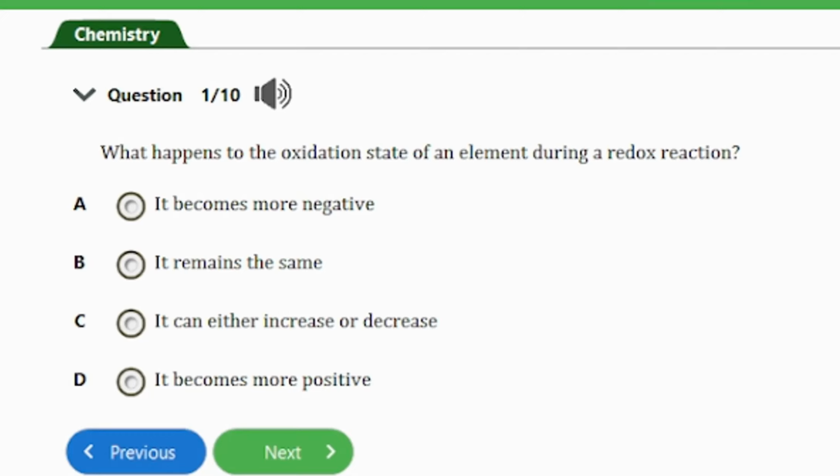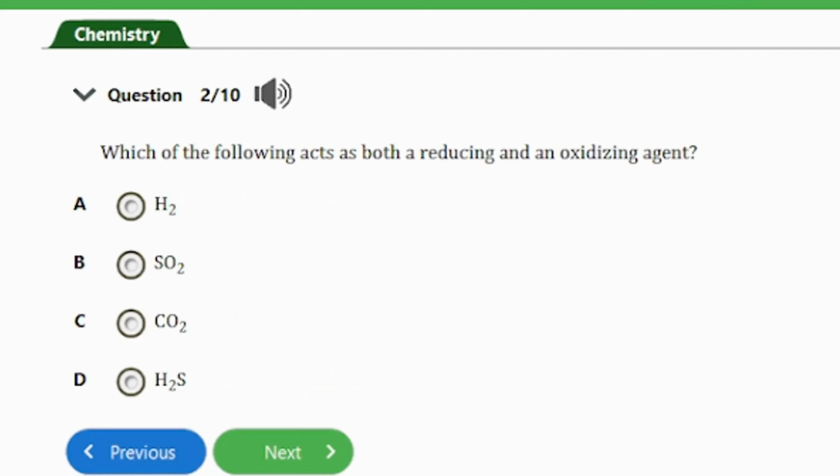So guys, the answer to this question is option C. The oxidation state of an element can either increase, that's oxidation, or decrease, that's reduction, during a redox reaction. So this is depending on whether it actually gains electrons in this process or loses electrons. So that's it for that question. Let's consider the next question, guys.